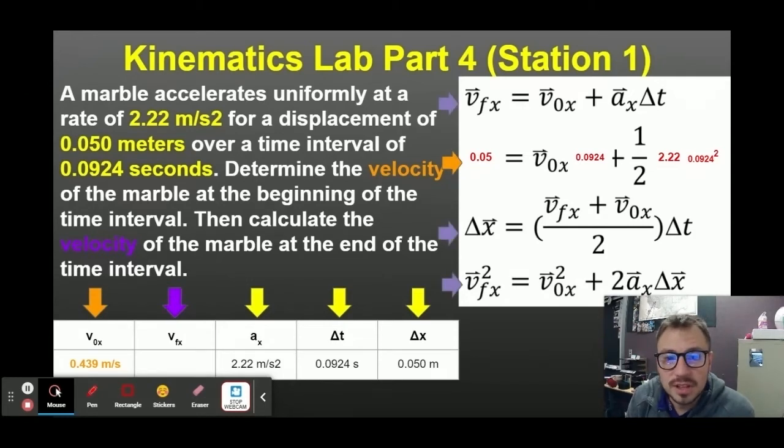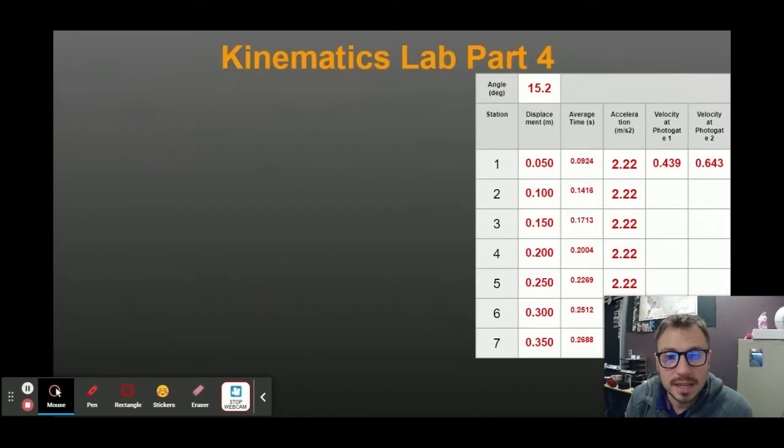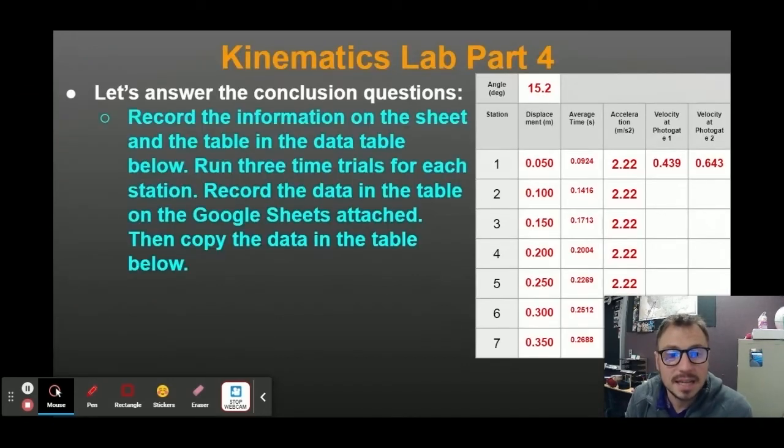So then I can solve for the final velocity. Now I can use any of them, but here's the thing. Since the initial velocity is in all of these equations, if I calculated initial velocity wrong, I'm going to get the final velocity wrong. So I'm going to use the top one just because it's easiest. Now once again, you have to be careful because the initial velocity isn't 0 on this one. So I just multiply the acceleration times the time, and I add the initial velocity. It says 0.44, it's supposed to be 0.439 meters per second. So I go ahead and do that, and I get 0.643 meters per second. Then I can place it in my data table, and I can just continue doing that for all of the measurements. So once again, this is the Kinematics Lab Part 4 calculations.